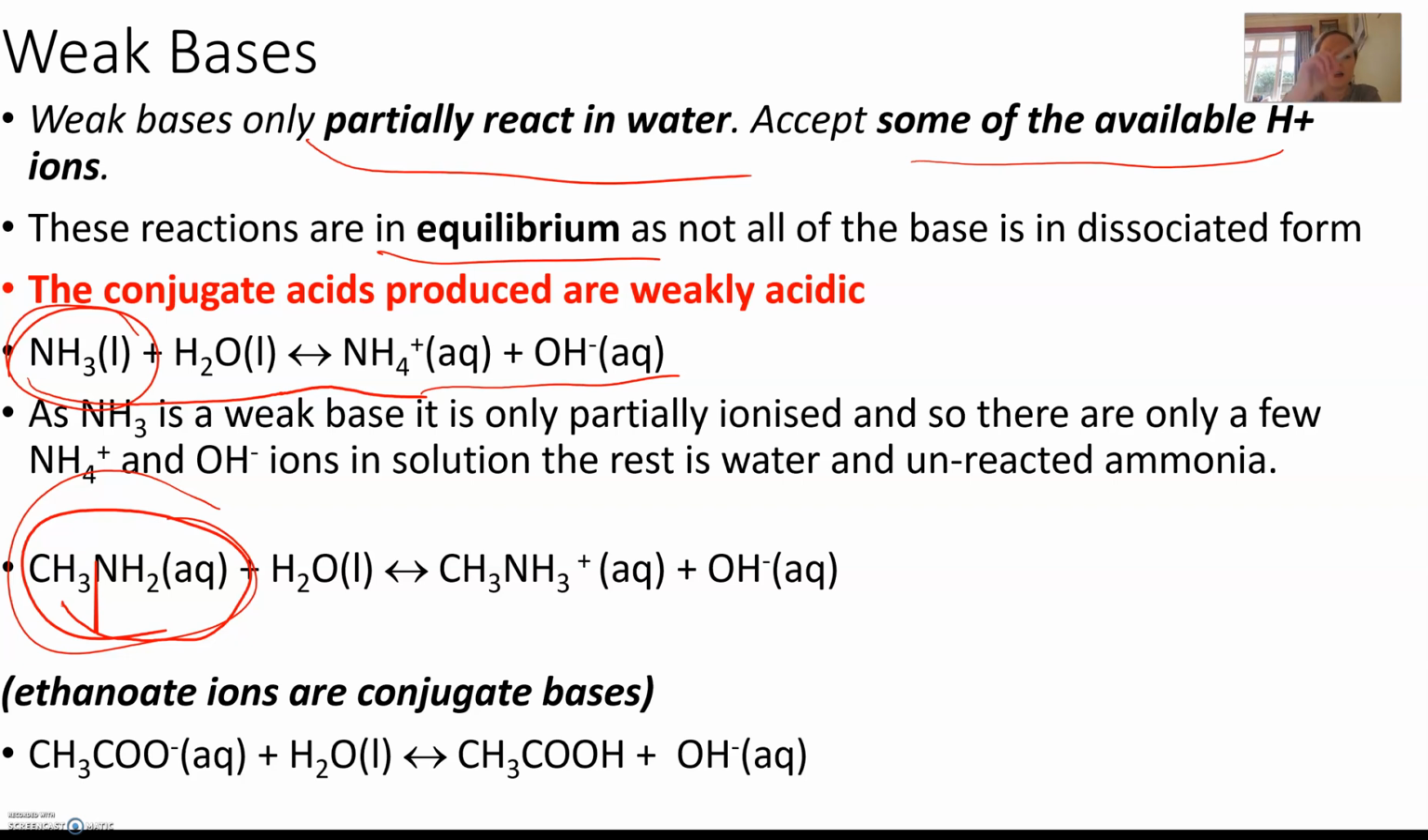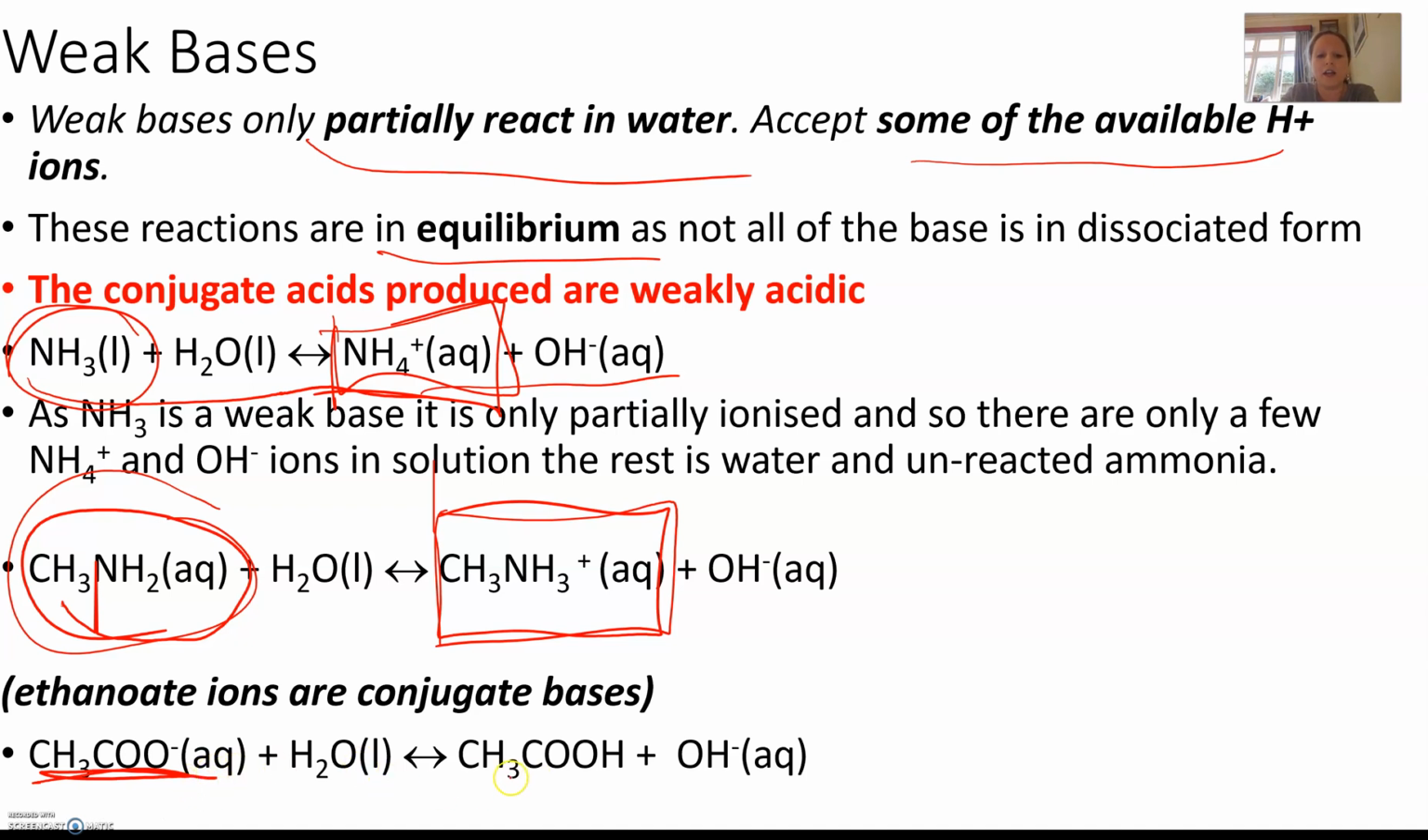Hope that makes sense. Now, please note that the conjugate acids produced from these, so NH4 plus, the ammonium ion here, these two are both weakly acidic, okay? So these are the conjugate acids of your weak base, but they will have some acidic properties. So like ethanoate ions are conjugate bases of your ethanoic acid that we looked at previously. Because ethanoic acid is a weak acid, ethanoate ions which are produced from it will be weakly basic.